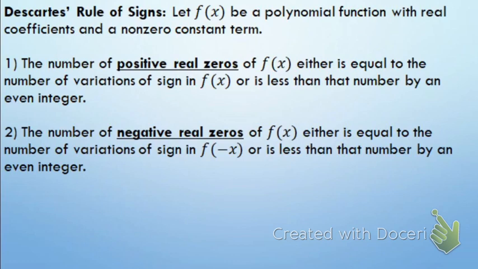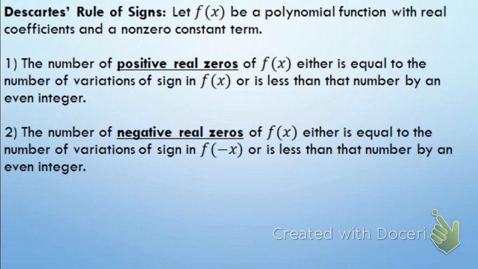tells me how many potential positive real zeros and negative real zeros I could be looking for in a function. And then using what I know about those positive real zeros and negative real zeros and the degree of the function, I can figure out how many possible non-real or imaginary zeros this would have.